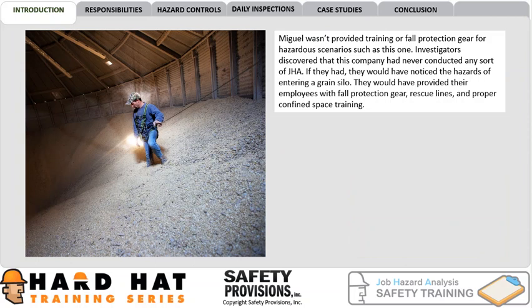Investigators discovered that this company had never conducted any sort of JHA. If they had, they would have noticed the hazards of entering a grain silo. They would have provided their employees with fall protection gear, rescue lines, and proper confined space training.